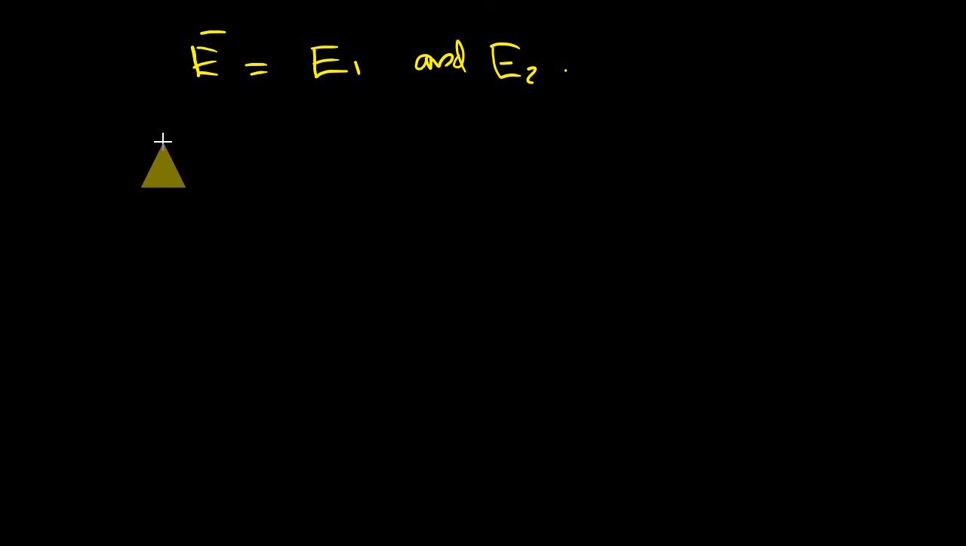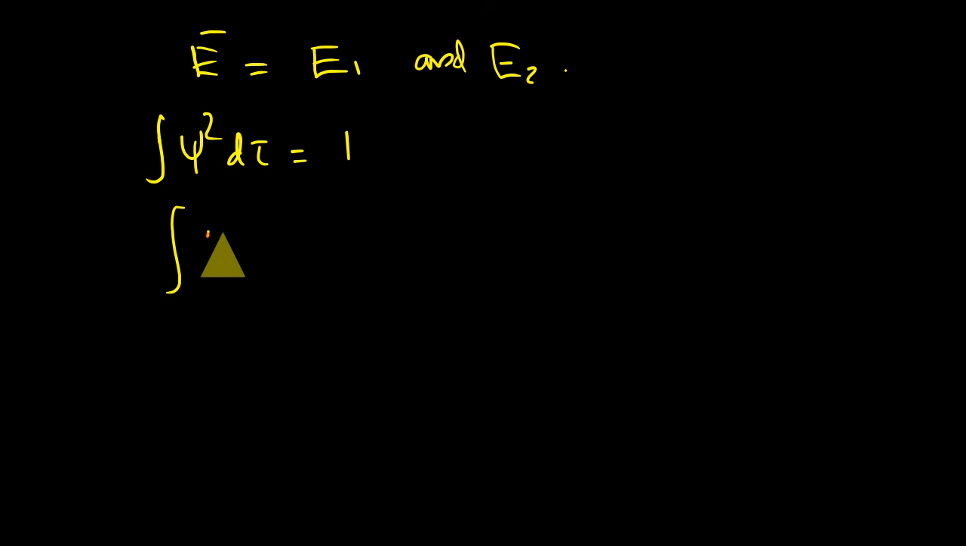Because we assume that the trial wave function that we chose is a normalized wave function. It means that integral psi square d tau is equal to 1. Then we can say that the trial wave function is a normalized wave function. So then we will do this normalization procedure.